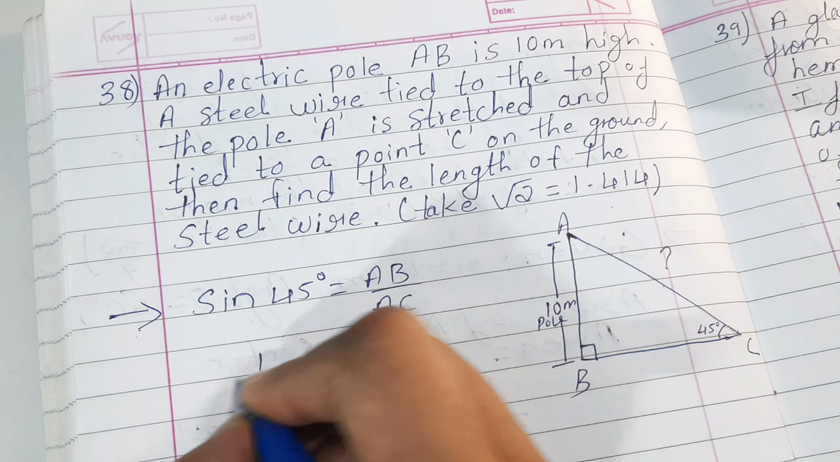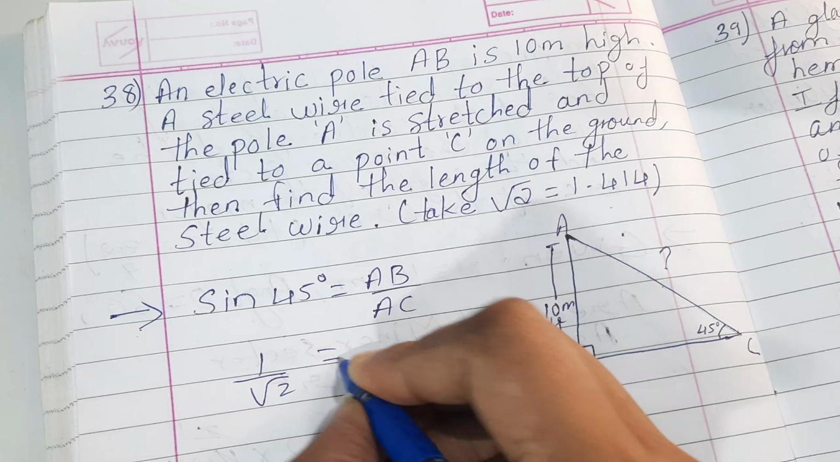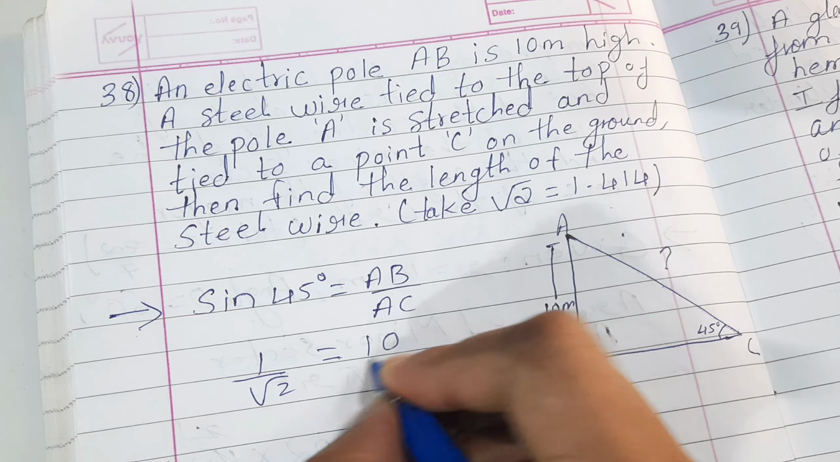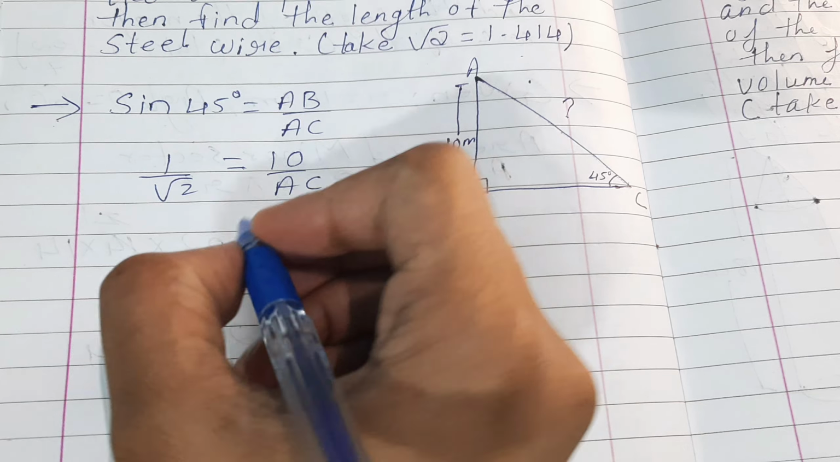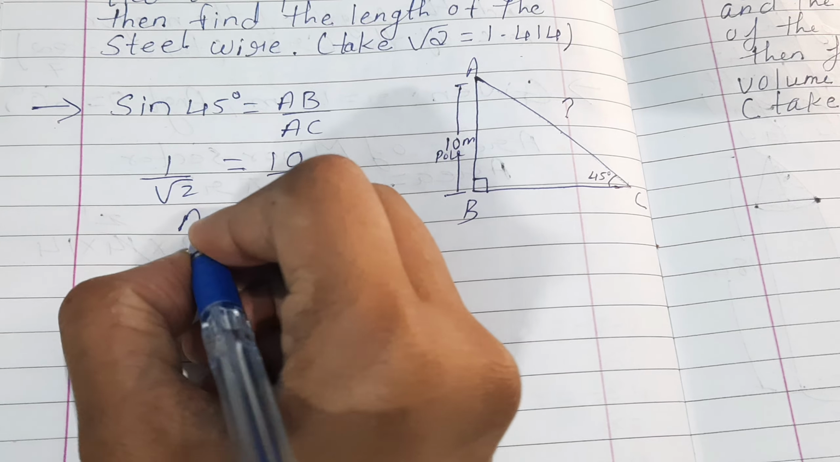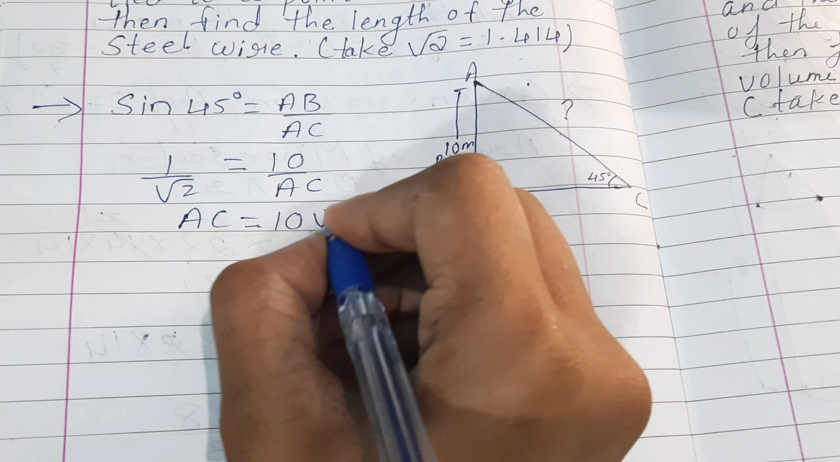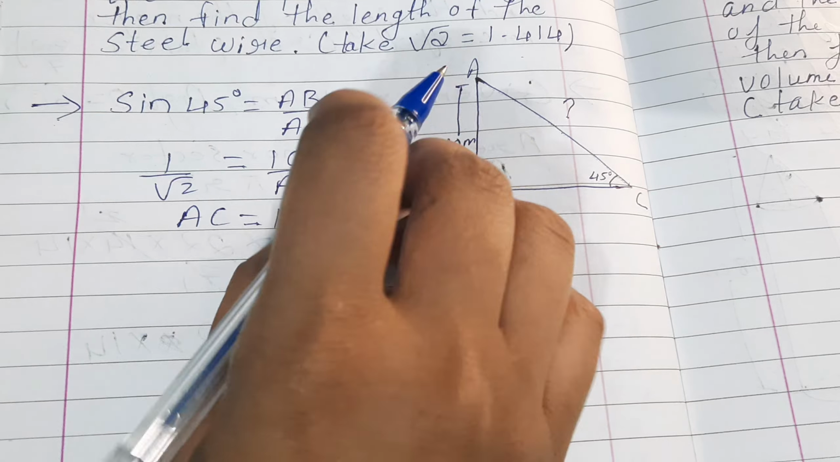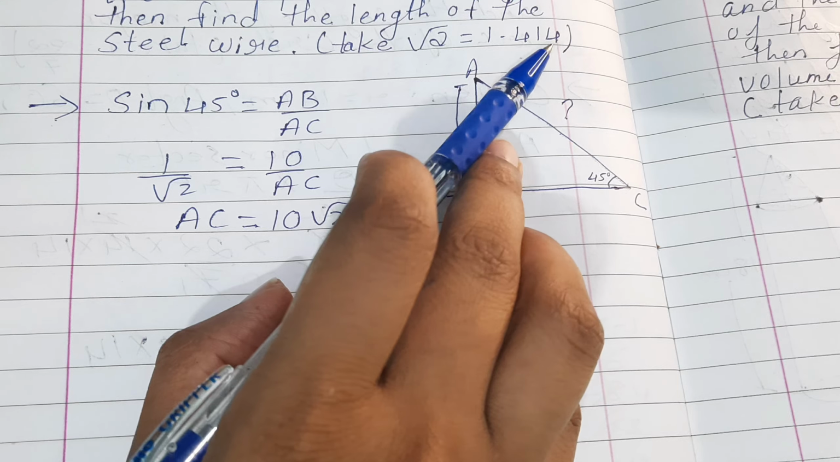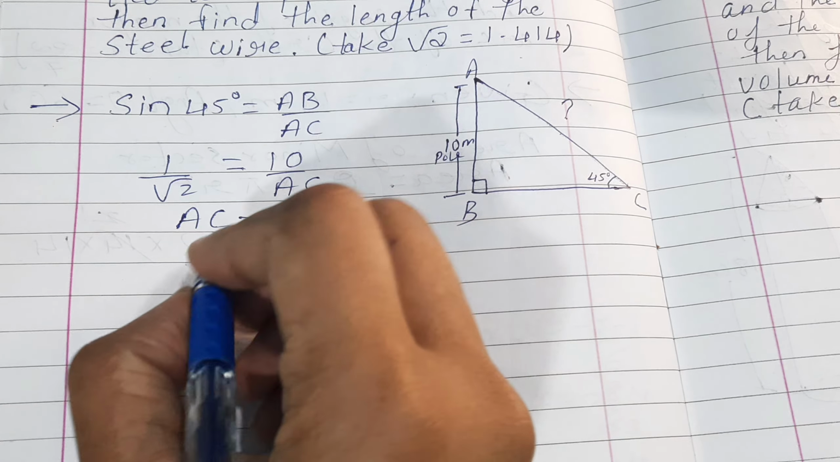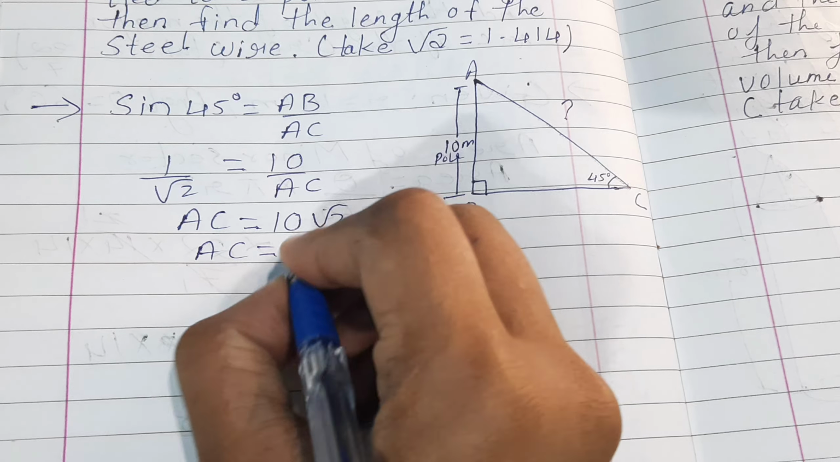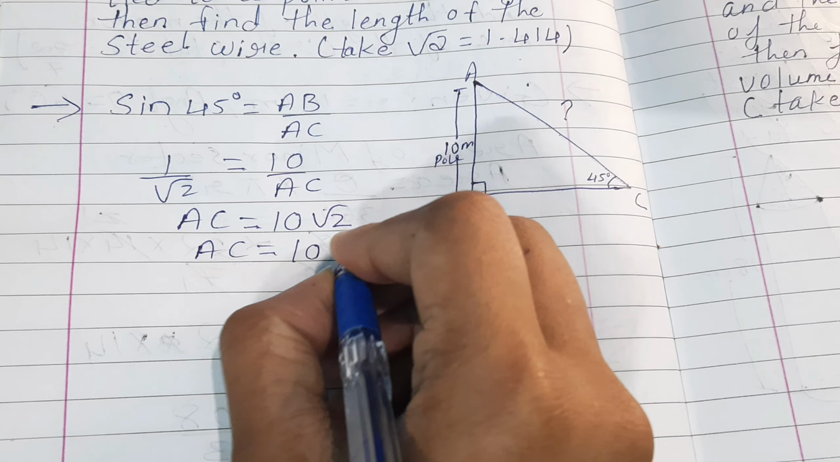So write down 1 upon root 2 is equal to AB, which is 10. AC you all have to find out, right? So what you will do is cross multiply. AC is equal to 10 root 2 you will get. Root 2 value is also given, 1.414. So AC is equal to 10 root 2.